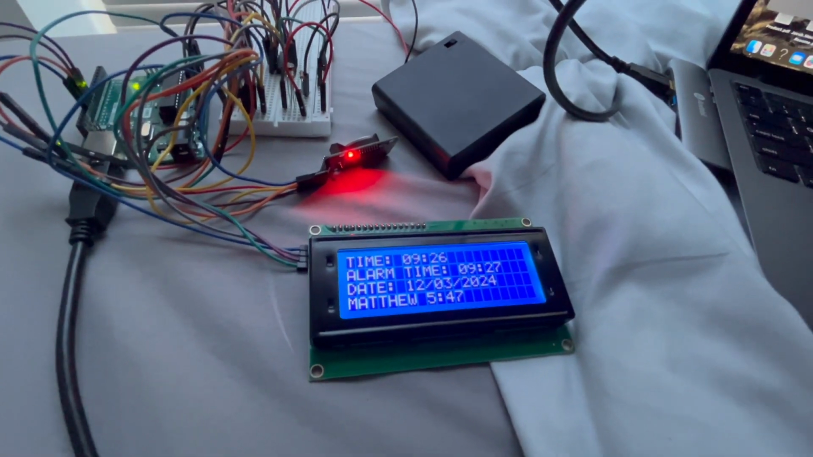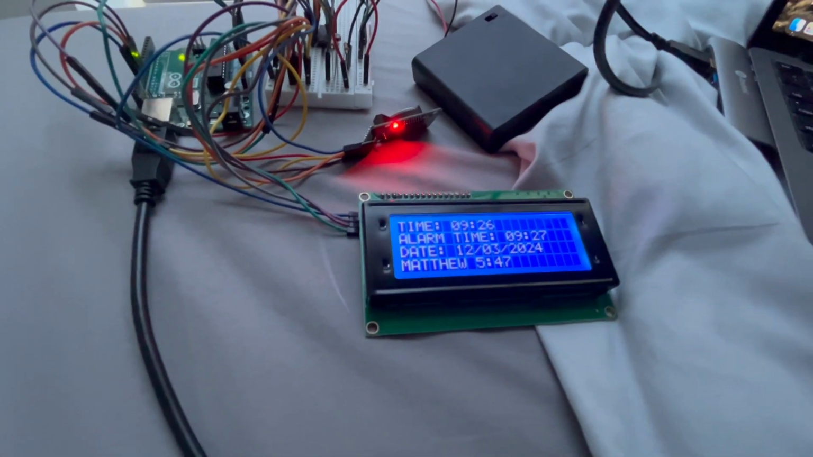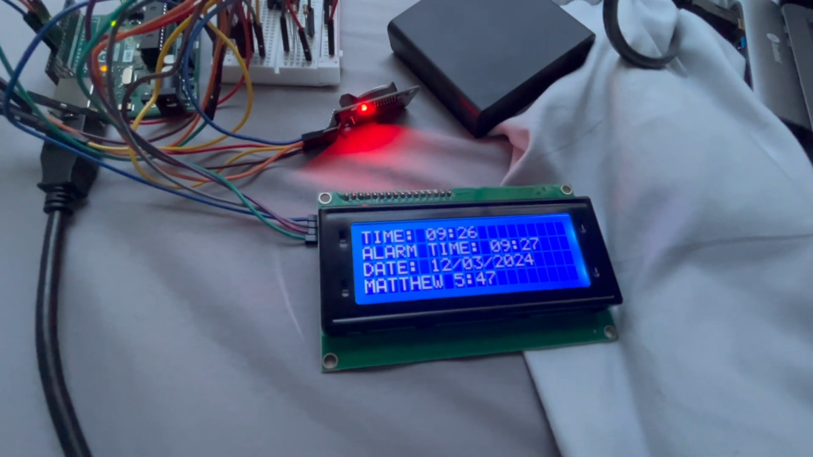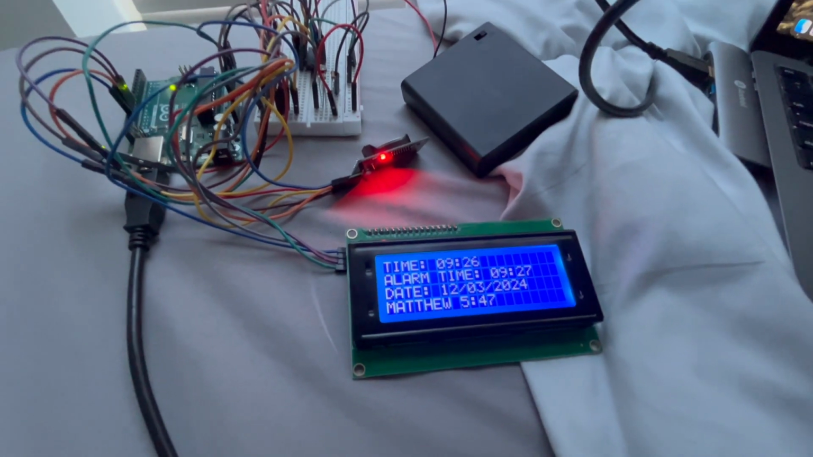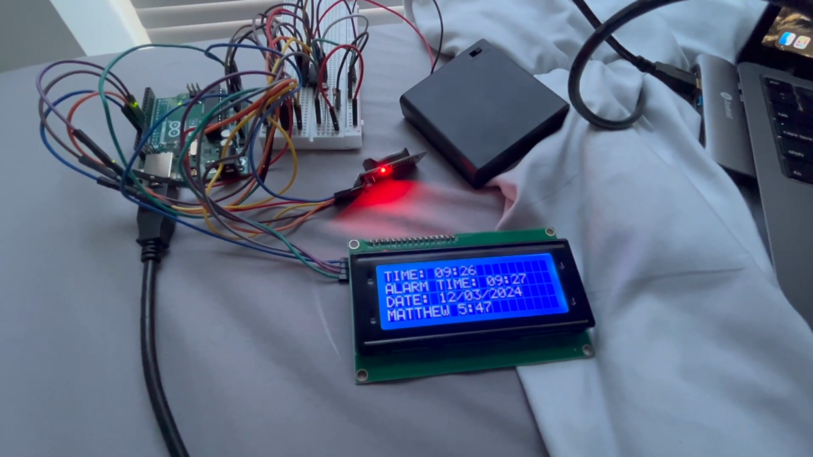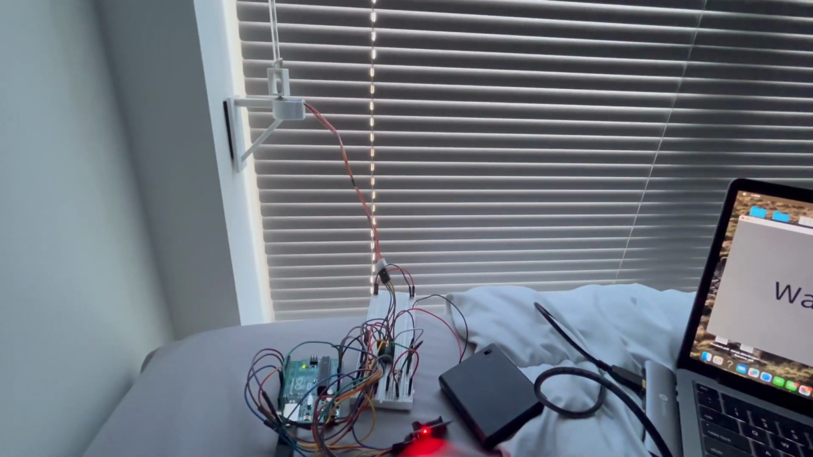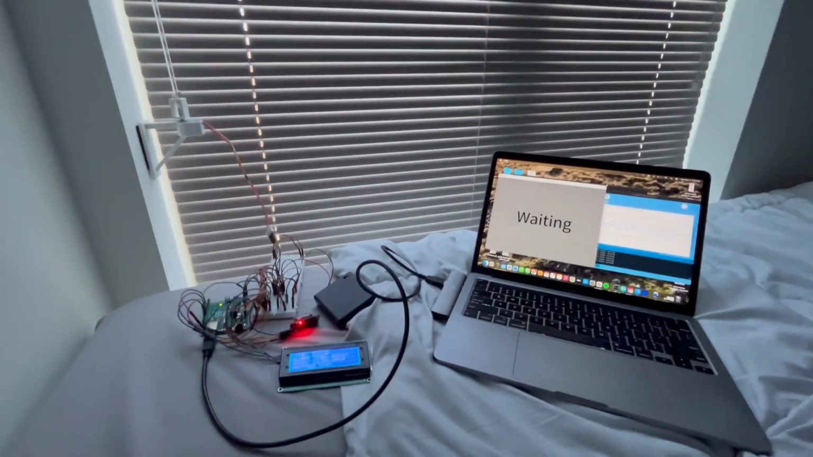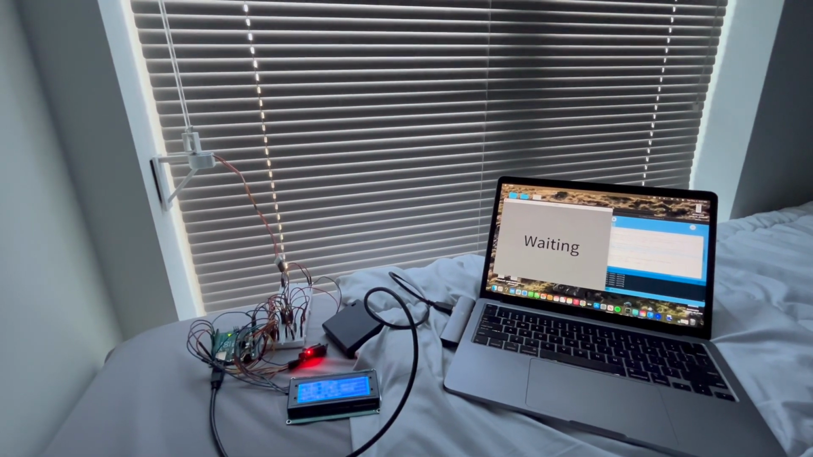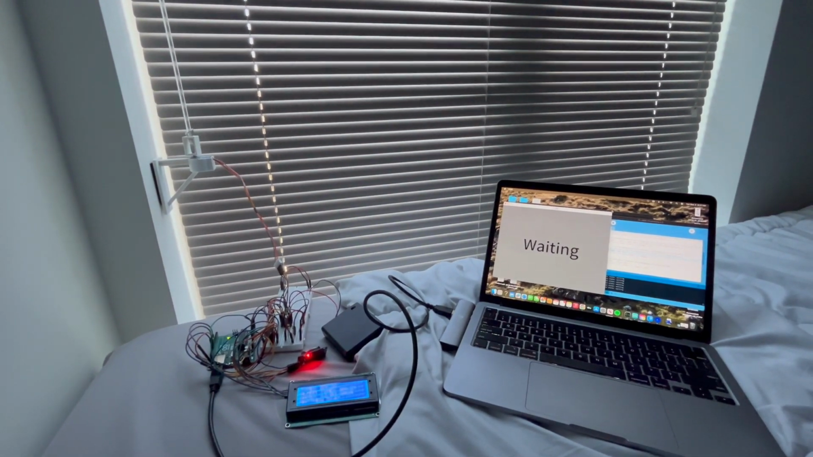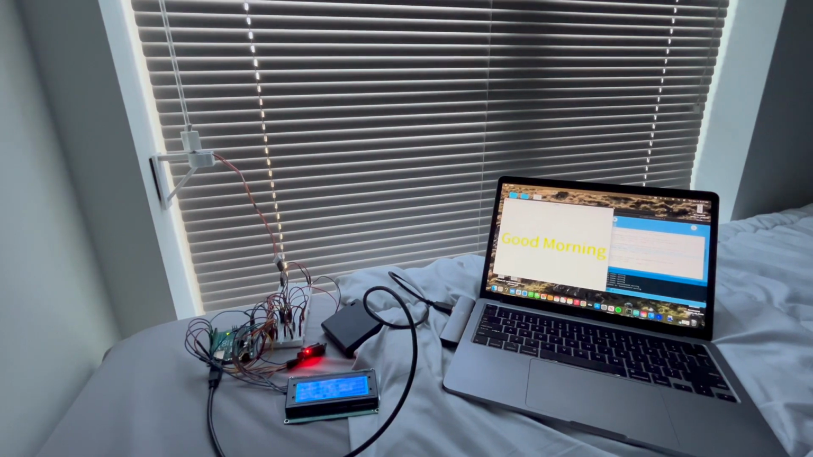So really quick, you can see I have a little LCD display with the current time, the alarm time, the date, and a little Bible verse. And what you'll see is that when that alarm time hits, this system is going to actuate, and I'll zoom out a little, and it'll start initializing the stepper motor. And so the processing code pops up with the good morning.